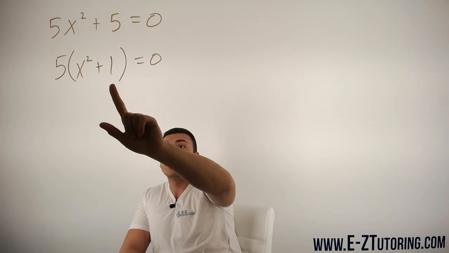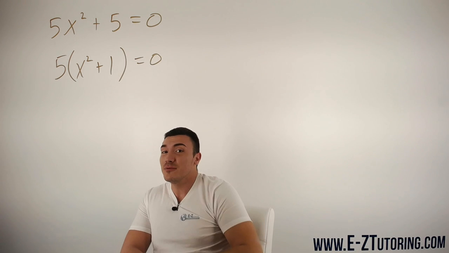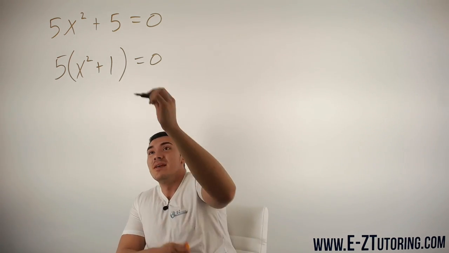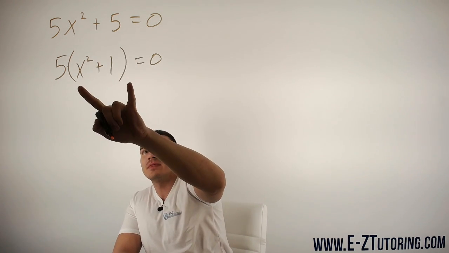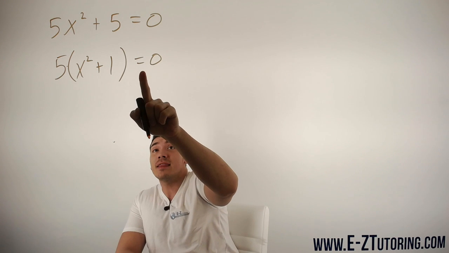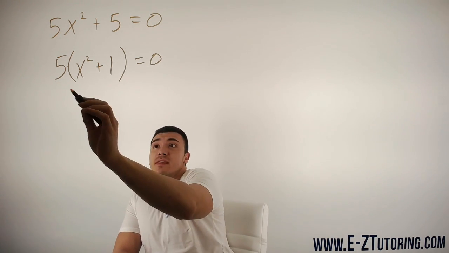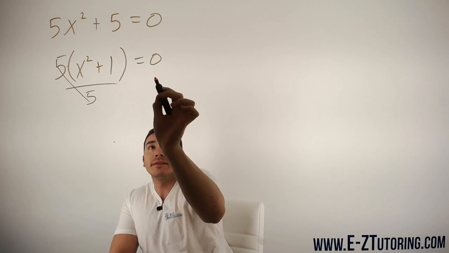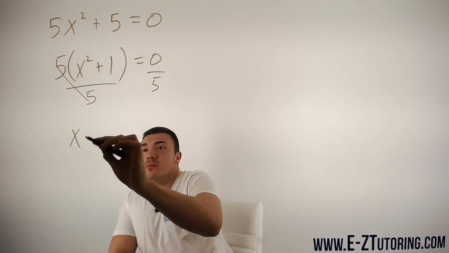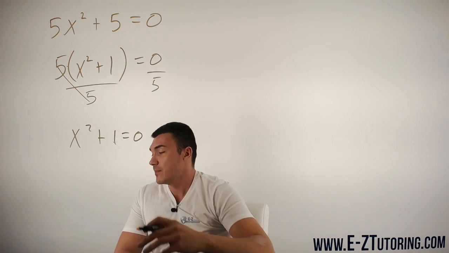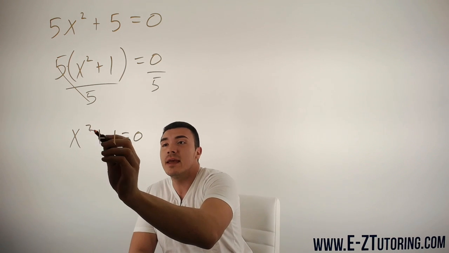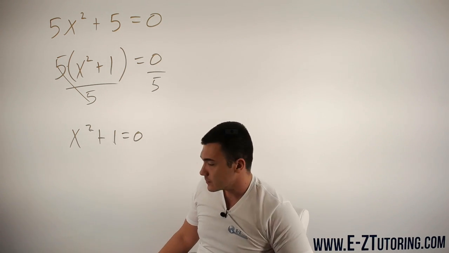So like I said, in this case, what you want to do is after you factor out your GCF is just take this and set it equal to 0. Because 5 times this, the only way to get that to equal 0 is if this is 0. Another way you could do this is by dividing 5 on both sides, if that makes you feel more comfortable, and x squared plus 1 equals 0. Whichever way you do it, you want to get to this step right here.